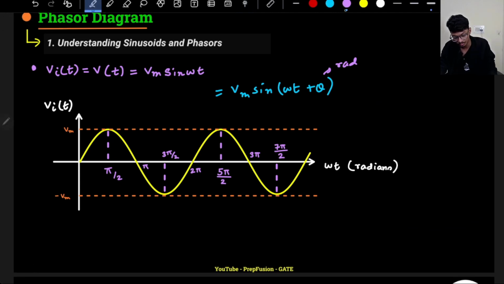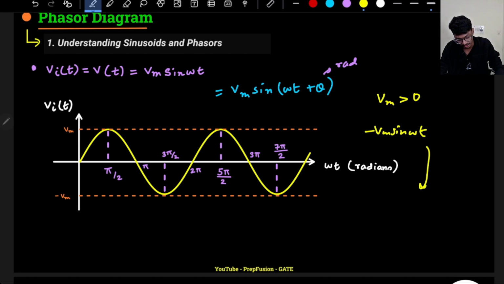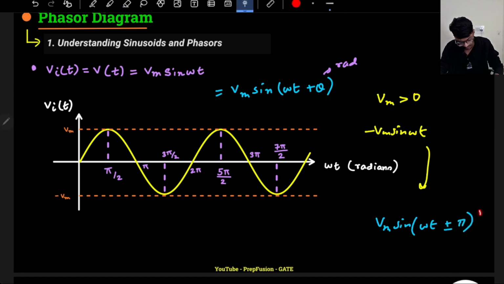Before that, I strictly want to mention that your Vm will always be a positive number. It is not possible to get a negative Vm. If I write a negative Vm, basically it has phase. Vm is positive, but if I write minus Vm sine omega t, we can convert it into something like sine omega t plus pi or minus pi. Don't worry if you don't know this conversion, I will tell you later on. But your amplitude is just a positive number. Remember this thing. Amplitude is never negative. So I will write here.